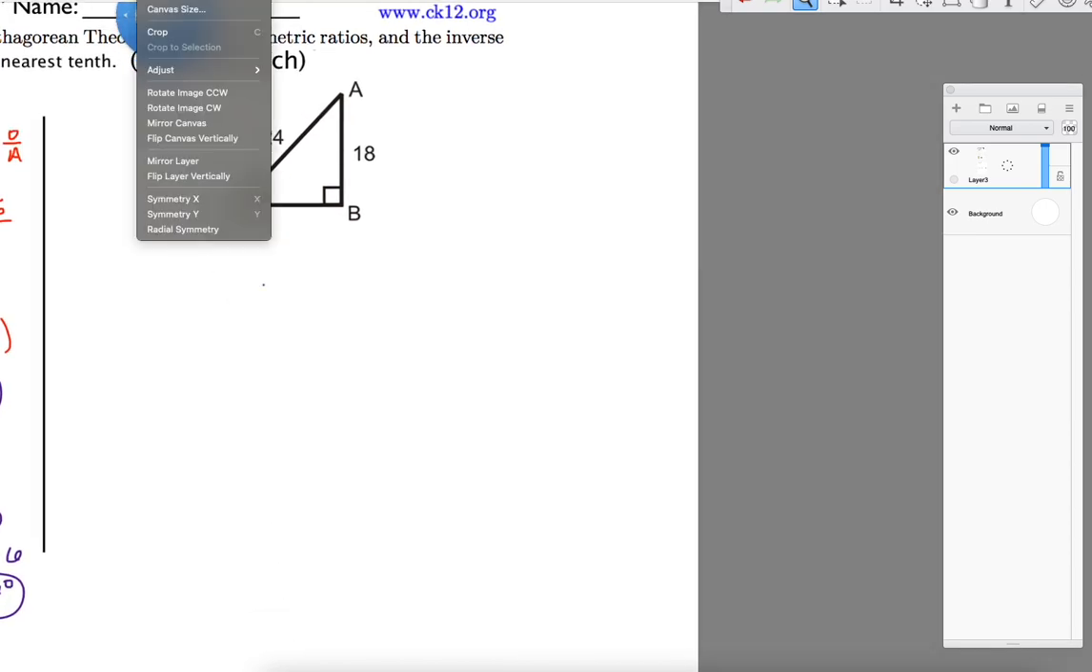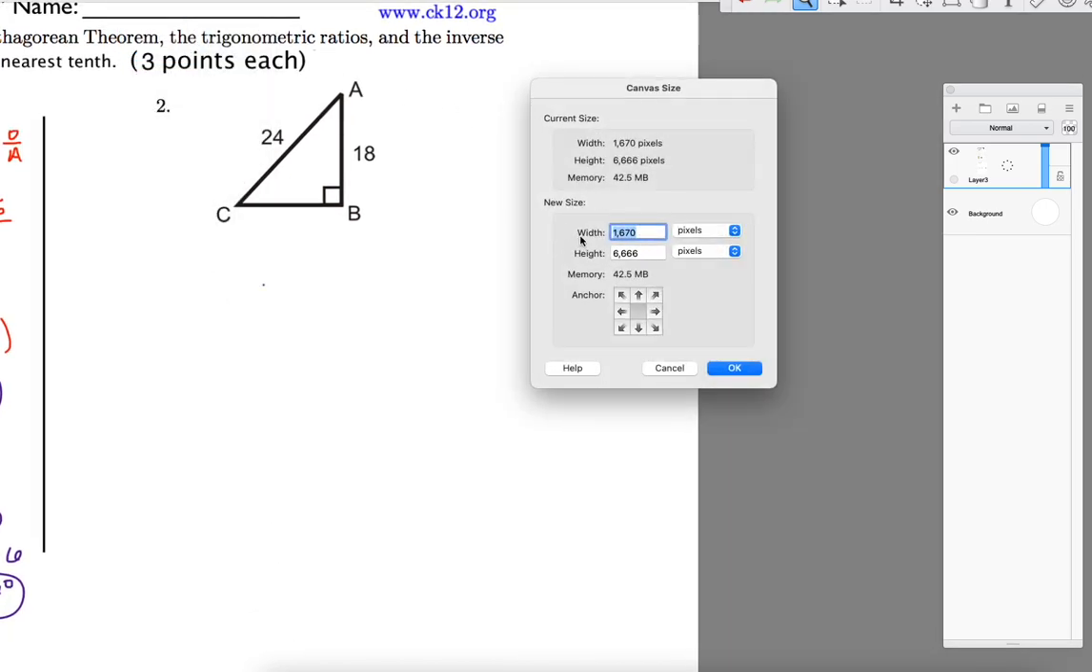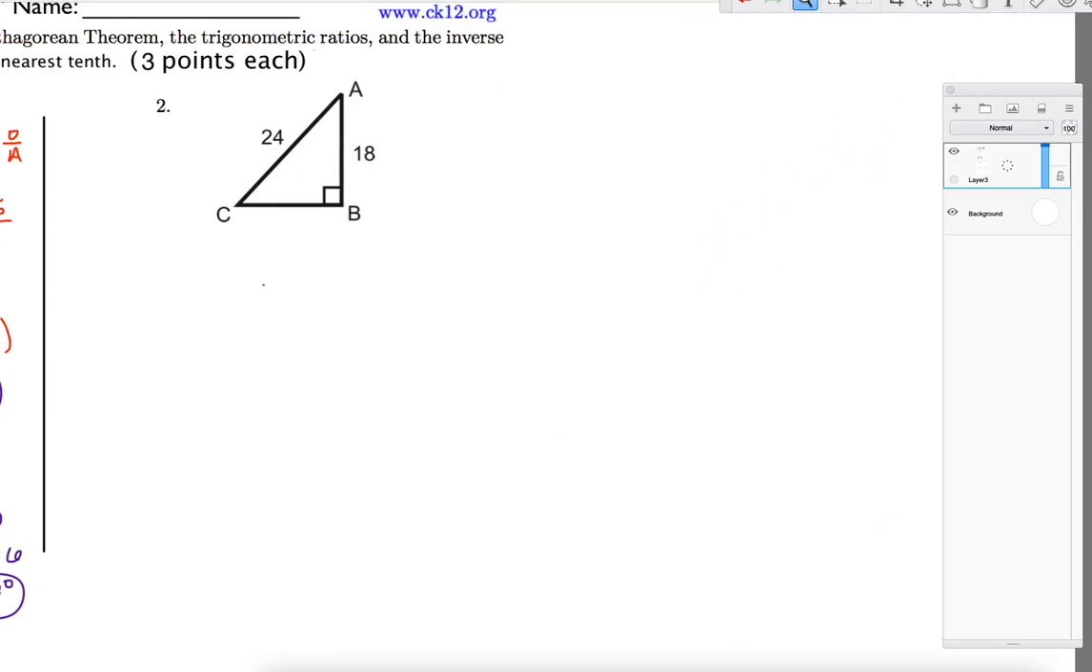Let's have a look at this next one. So we have triangle ABC, and we have a leg of 18, an unknown leg, and a leg of 24. We can use the Pythagorean theorem once again, so let's lead off with that. A squared plus B squared equals C squared. And we're missing side A here.